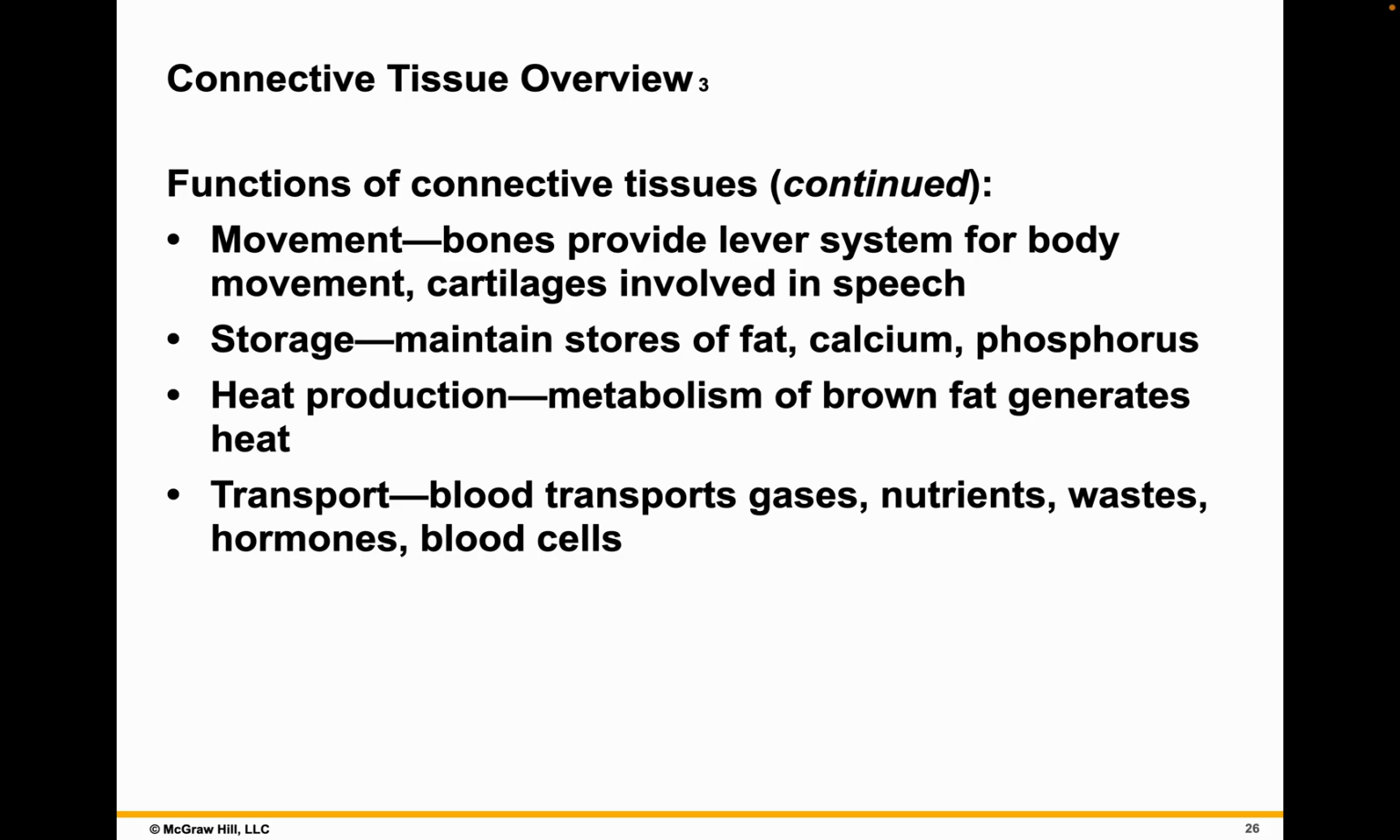They're involved in movement. The bones provide a lever system. They're involved in storage. They have fat storage, calcium storage, and phosphorus storage in the bone. They're involved in heat production. Brown fat generates heat. Transport: blood transports gases, nutrients, wastes, hormones, and other blood cells.